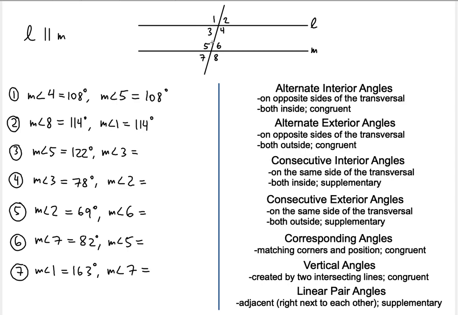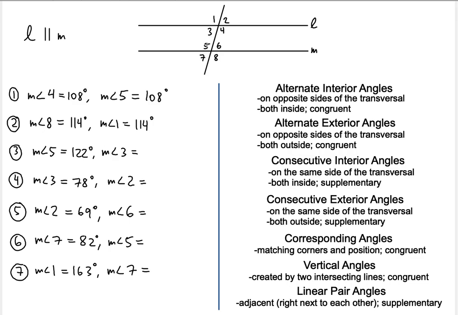Next one, measure of angle 5. We're going to relate 5 and 3. As you can see, they're on the same side, so these two alternate will not work because they're on the same side and they're inside. 3 is below L, 5 is above M. So they're inside, and they're pretty close to each other. They're not next to each other like in the linear pair angle case, but they're on the same side and pretty close to each other.